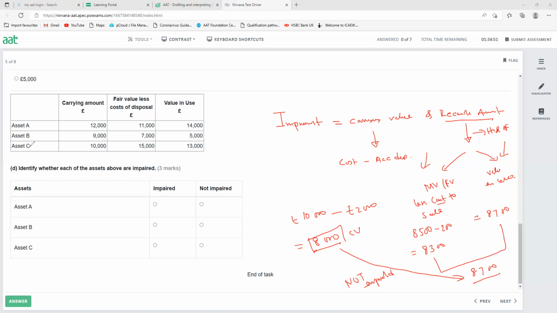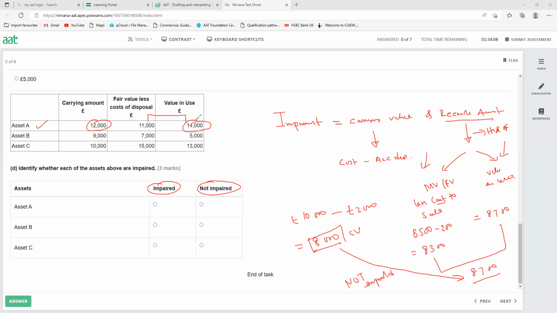So let's look at the first one. We need to decide whether each asset is impaired or not. Asset A has a carrying value of 12, fair value or market value less cost to sell of 11, and value in use of 14. Between these two, I pick the higher one, so 14,000. Now we compare 14 and 12. My value in use is more than the carrying value, so this asset is not impaired, because the carrying value in the financial statement is 12, but I can still get 14 for it.